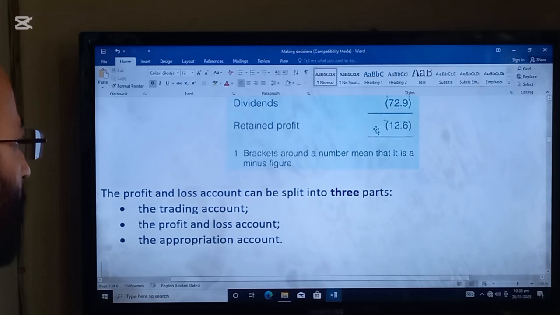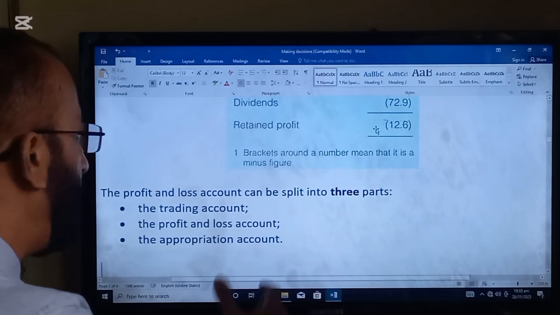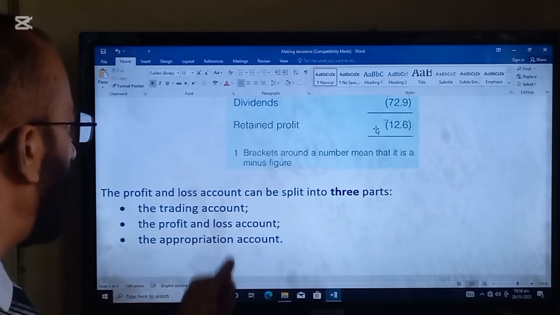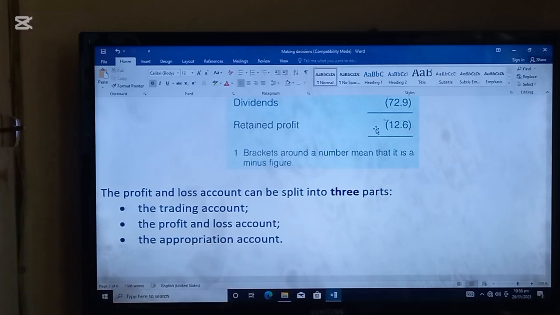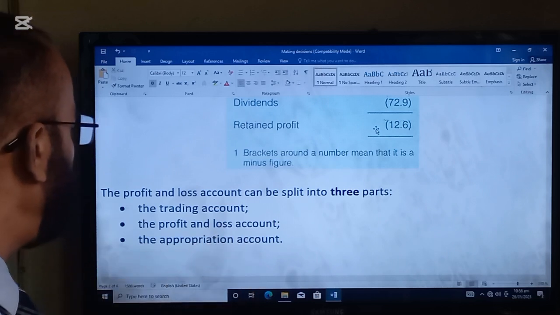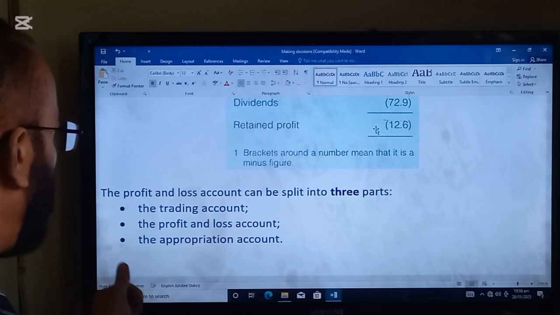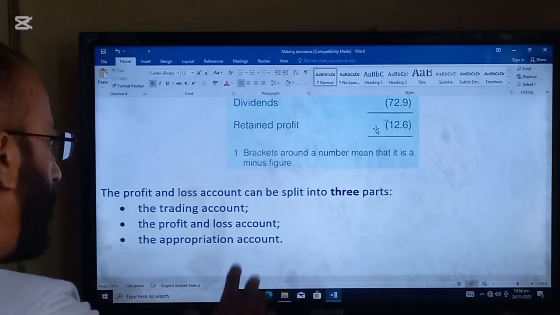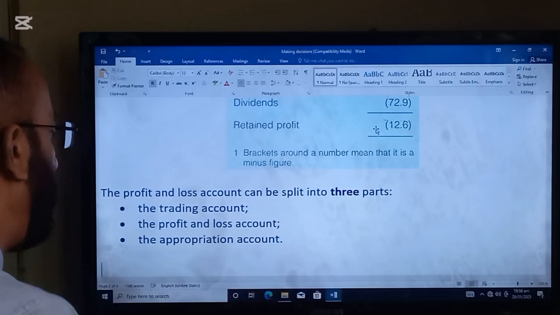The profit and loss account can be split into three parts. First part is the trading account. Second part is the profit and loss account. And last part is the appropriation account. Now we will read these three parts one by one.